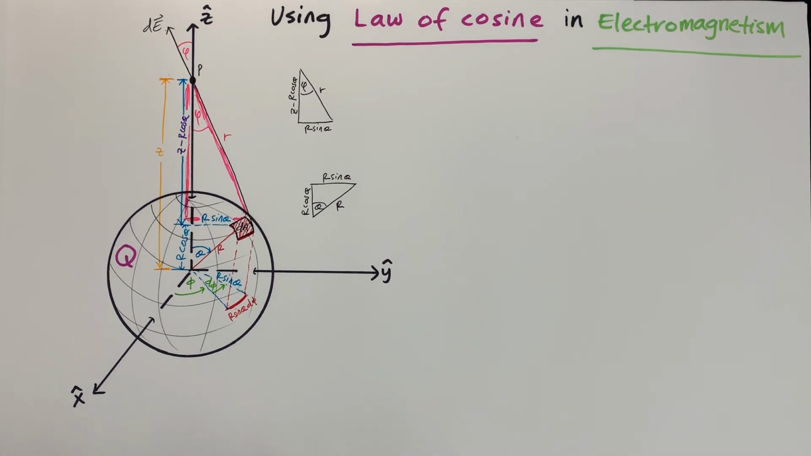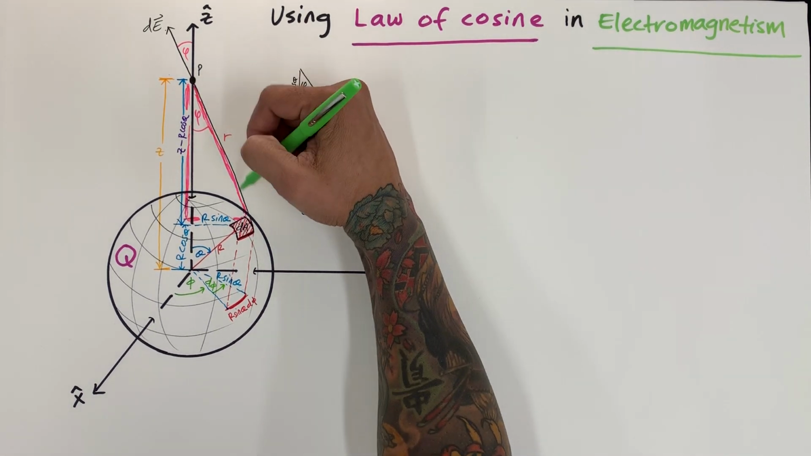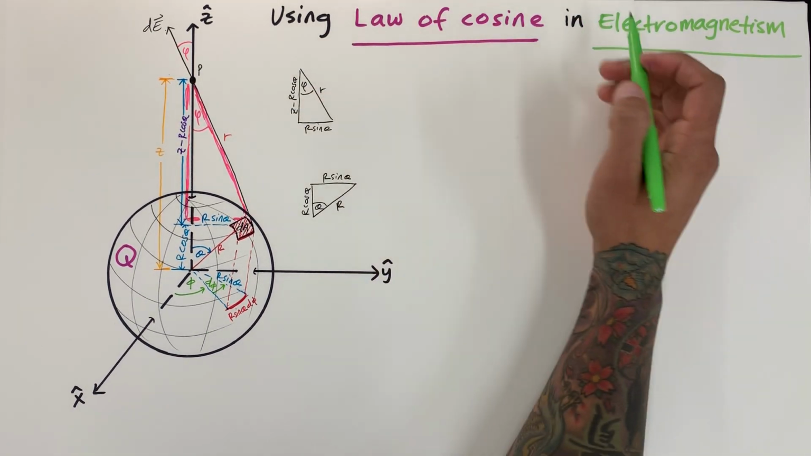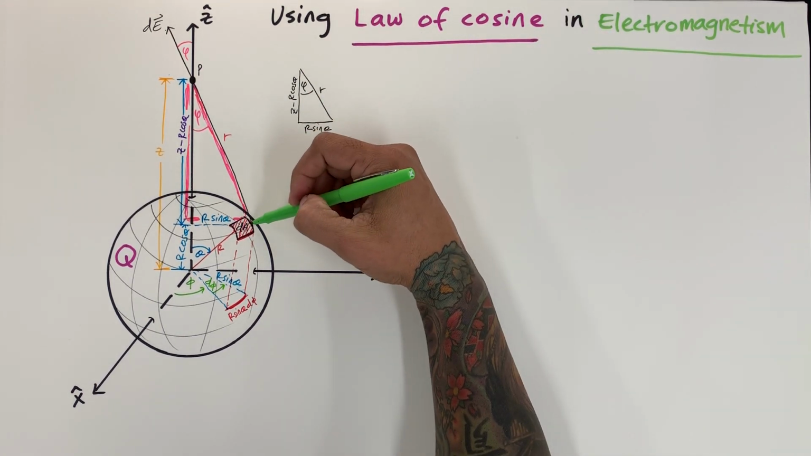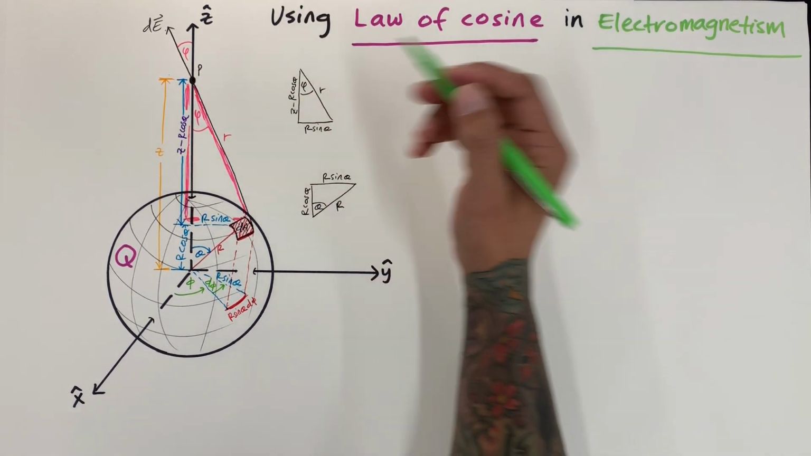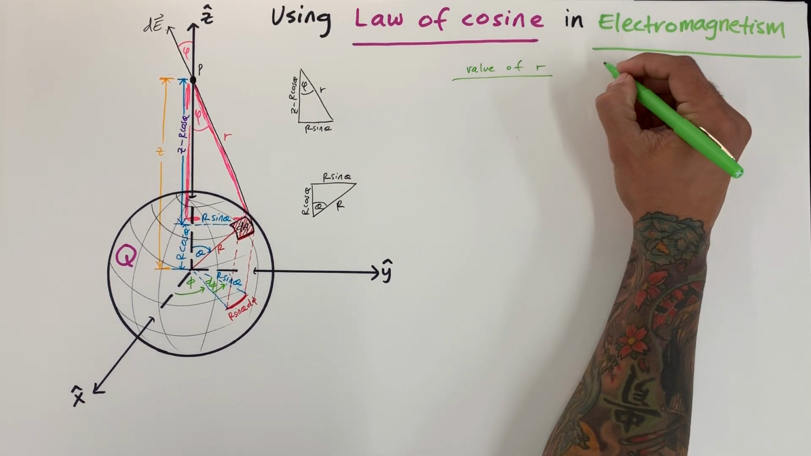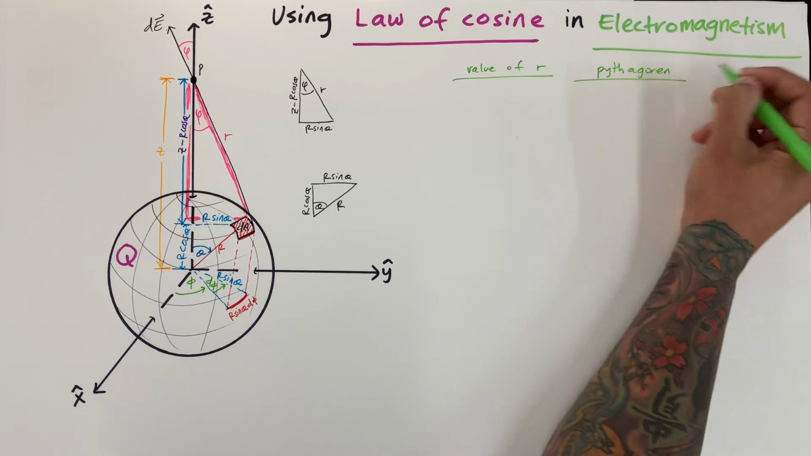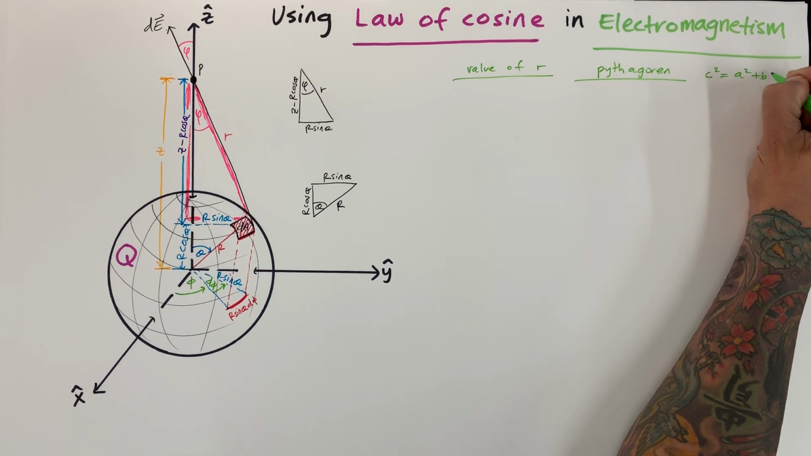All right, so now let's use the Pythagorean theorem. We want to know the value of r. The reason we want to know the value of r is because in electromagnetism, the formulas that we use require the radius from the charge to the point of interest. So we need the value of this r. To get the value of r, let's use Pythagorean: c squared is equal to a squared plus b squared.